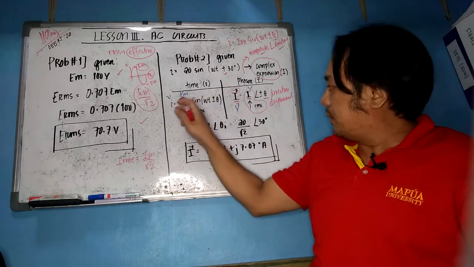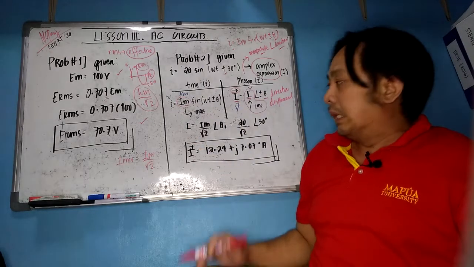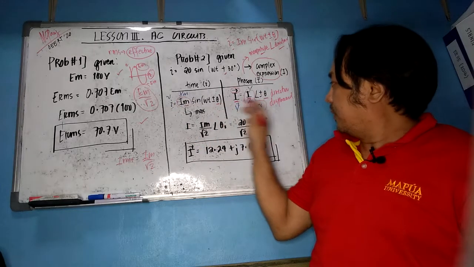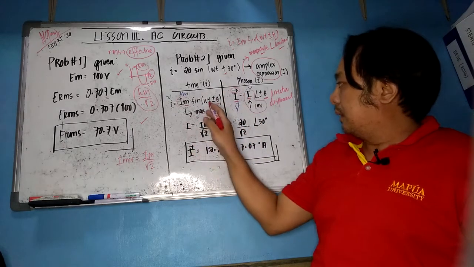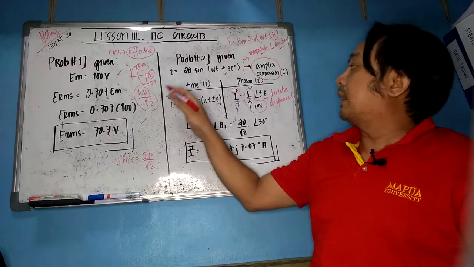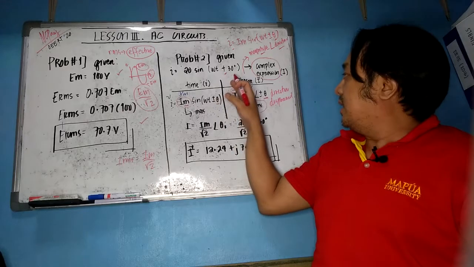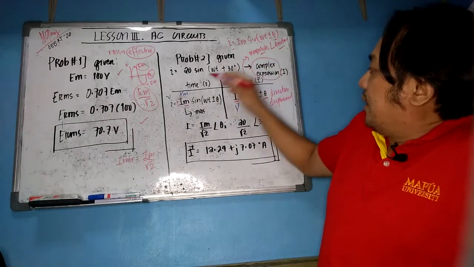So that's the difference between these two I's here. The angle here is the same. This is the displacement angle. They're the same. But this one, your I, is in the time domain. This is in the frequency domain. This is the difference between the two.